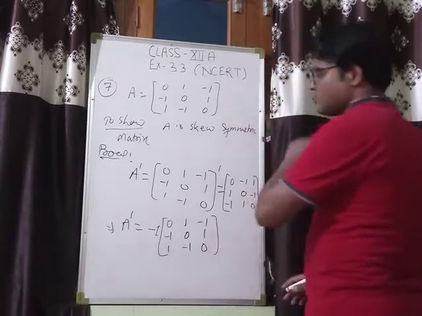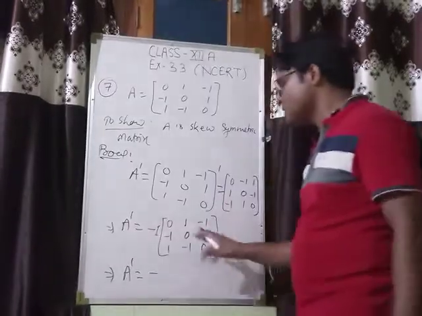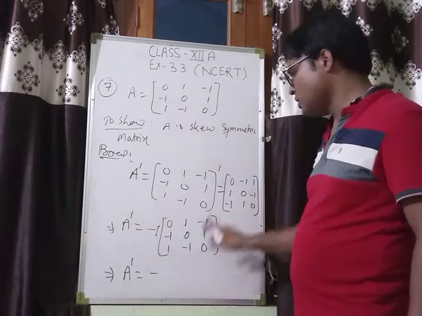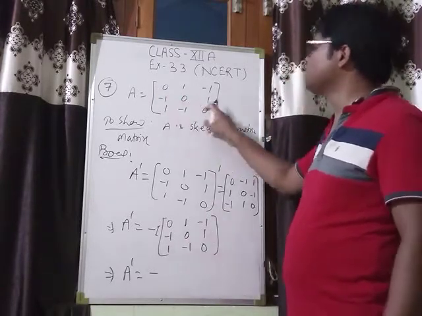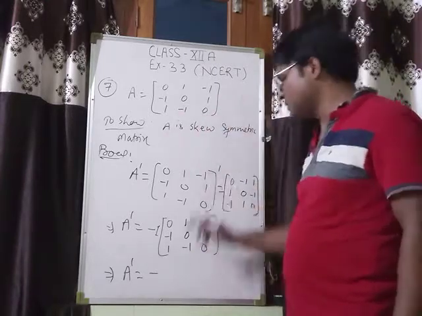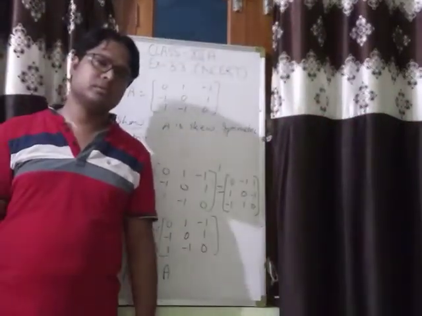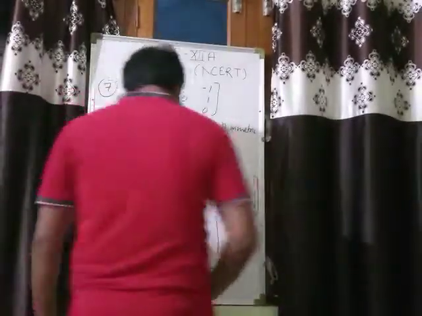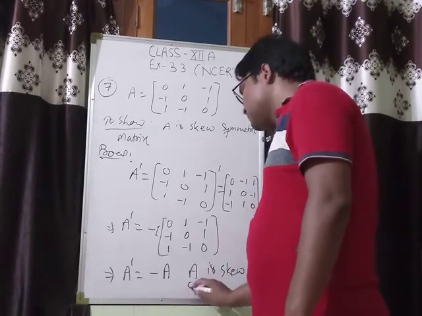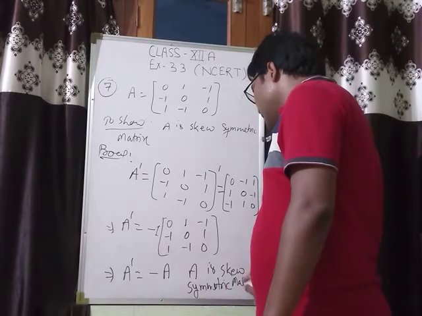Now you can check. A transpose is equal to minus of this matrix, and what is this one? The first row is 0, 1, minus 1, first row of A, 0, 1, minus 1. Second row minus 1, 0, 1, minus 1, 0, 1. Third row 1, minus 1, 0, 1, minus 1, 0. Clearly this one and this one are the same. So A transpose is minus A. Got it? It means this matrix A is a skew symmetric matrix.